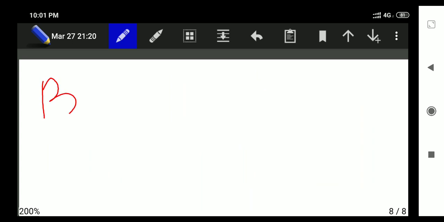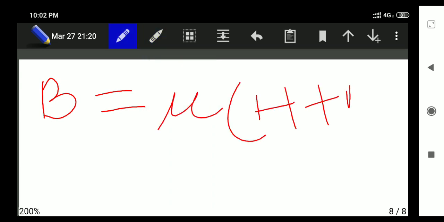the total magnetic field induced is equal to the applied field H plus mu naught M. We can write B is equal to mu times H plus M. You have studied that. The total magnetic field induced is equal to the applied field plus the magnetic field generated by the system on its own. That is called magnetization, or intensity of magnetization.